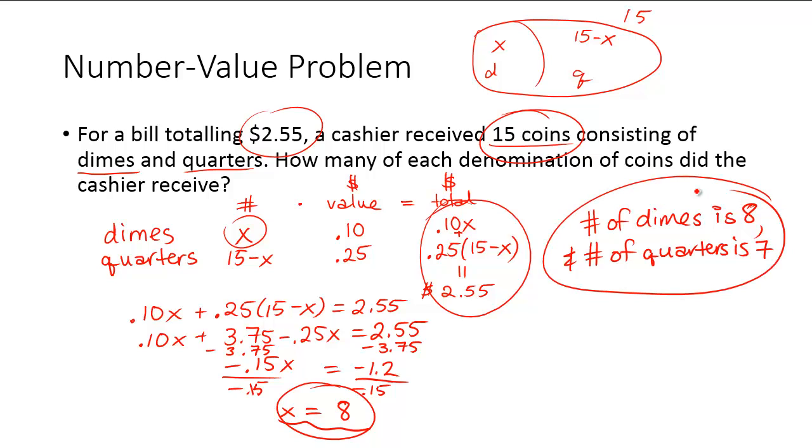You can check your work. You can go 8 times 10 cents and 7 times 25 cents and see if that works out to this total.